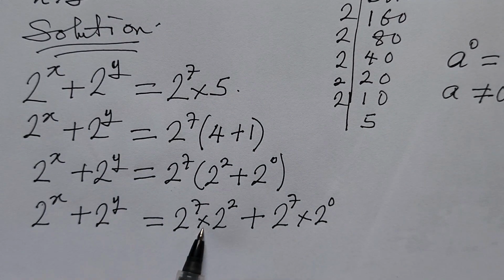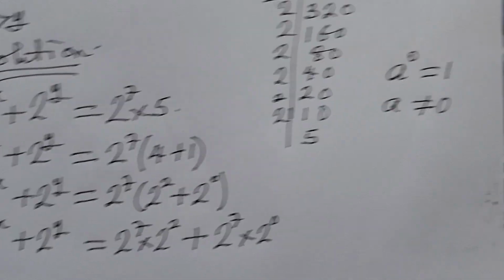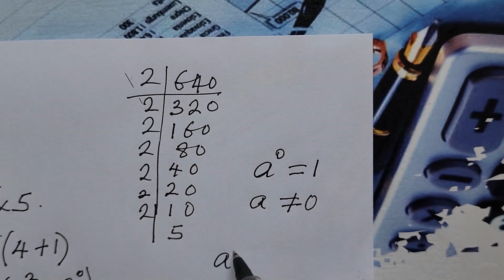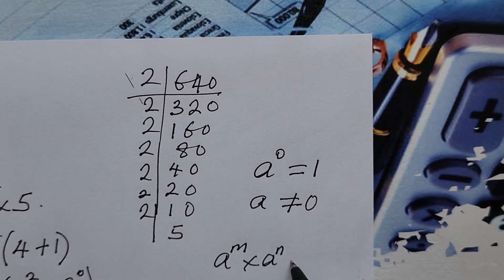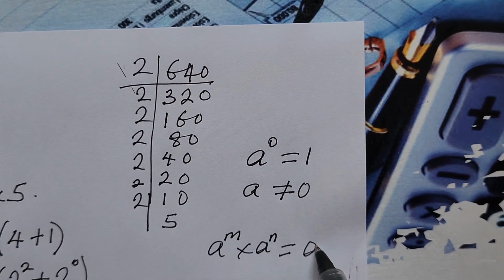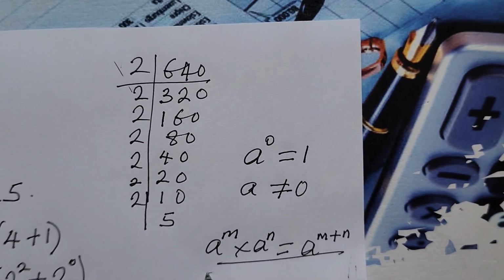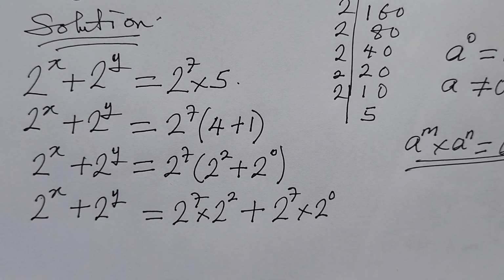Here we are having a multiplication sign and the bases are the same. So what we do, we add the exponents. According to the law, if you have a to the power of m times a to the power of n, this is equal to a to the power of m plus n. Remember this? Yes.